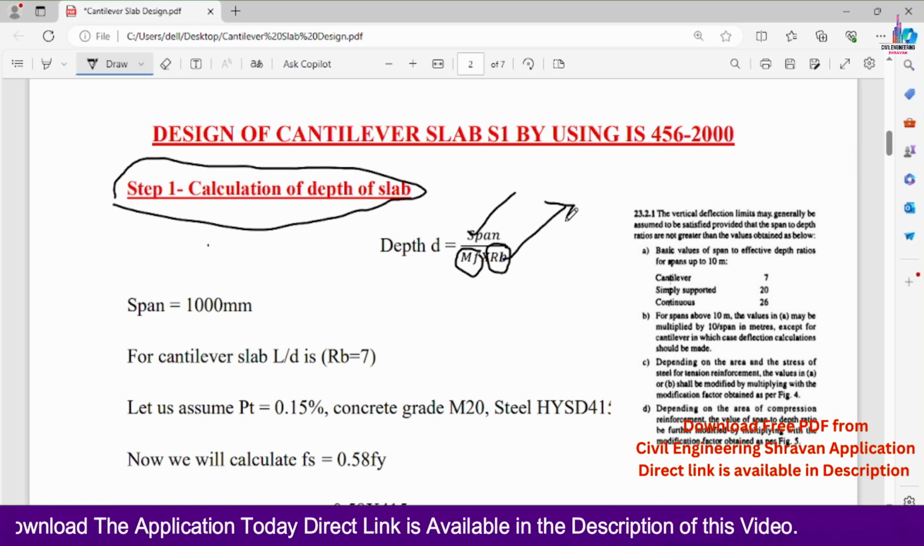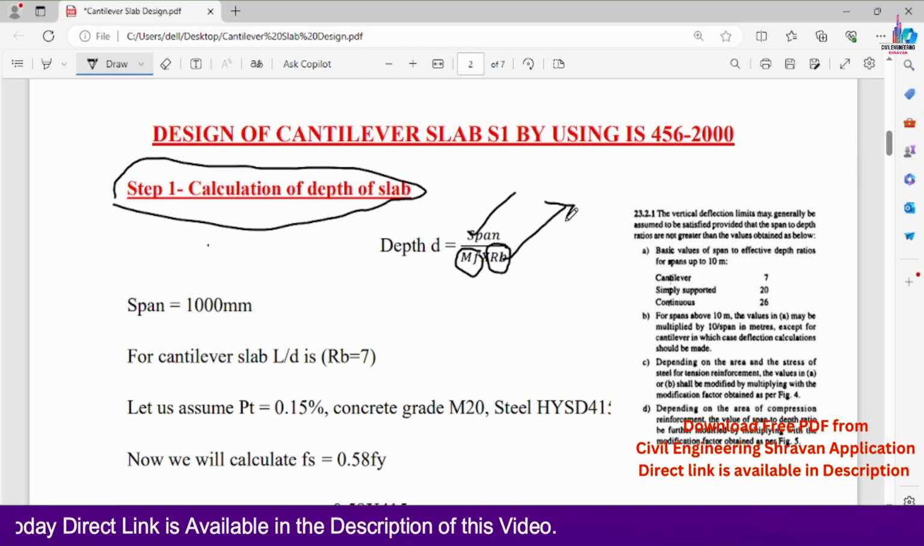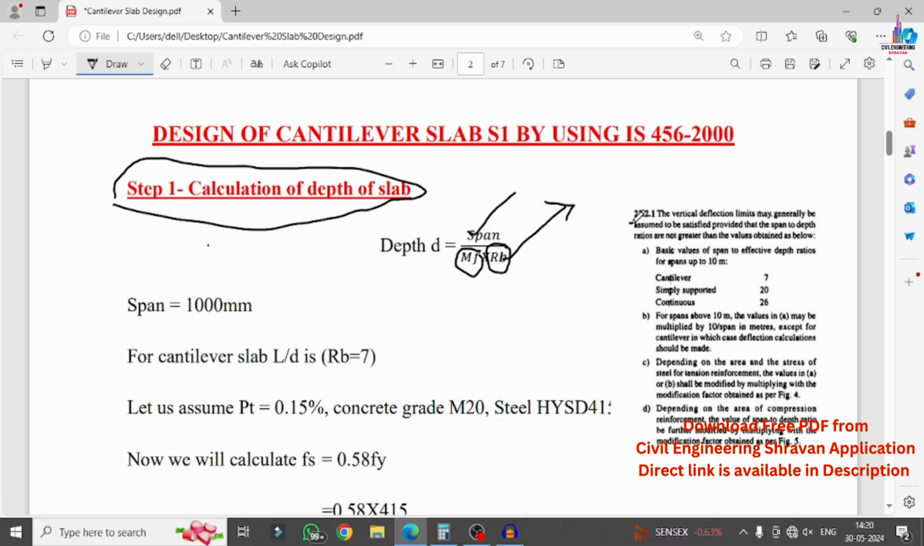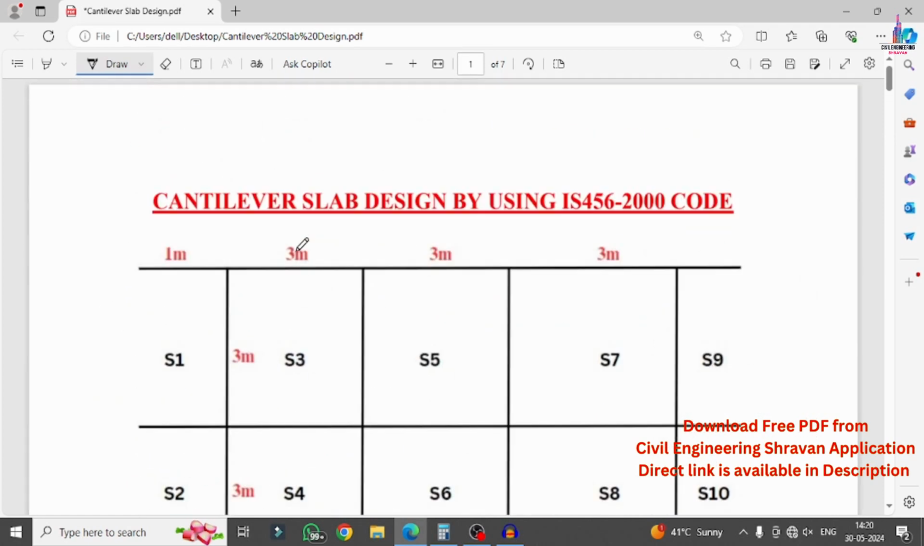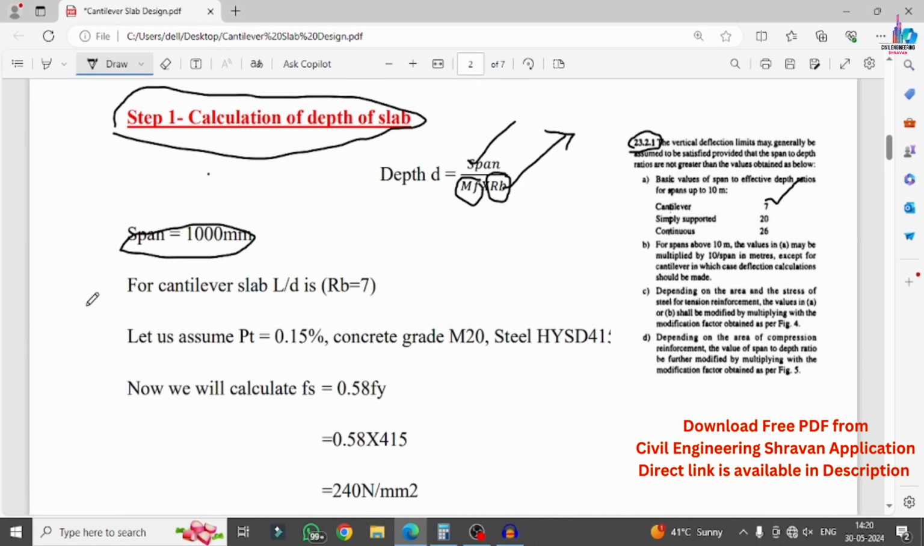This L by d value is directly available in the IS code book from clause 23.2.1. From clause 23.2.1, the value of L by d is 7 for the cantilever slab. So here we are taking only the cantilever slab, so we have to consider L by d as 7. If you consider the simply supported slab, we have to consider 20, and if you consider the continuous slab, you can consider it as 26. Here we are taking the span of the particular section as 1 meter. Now our next task is to calculate the modification factor.